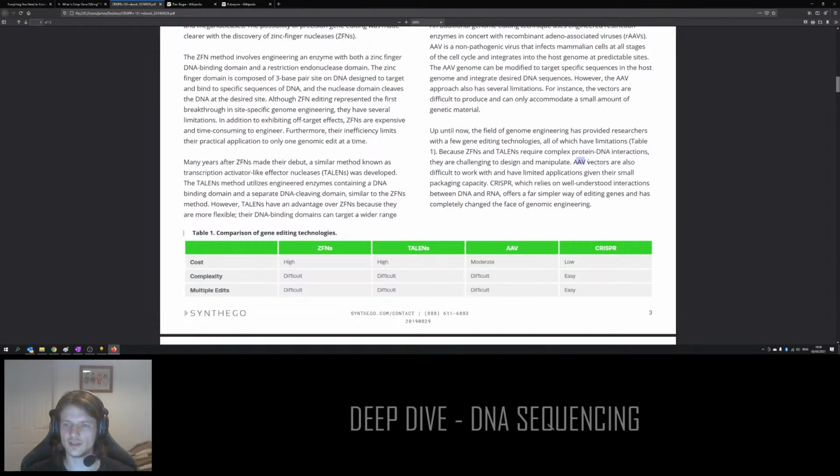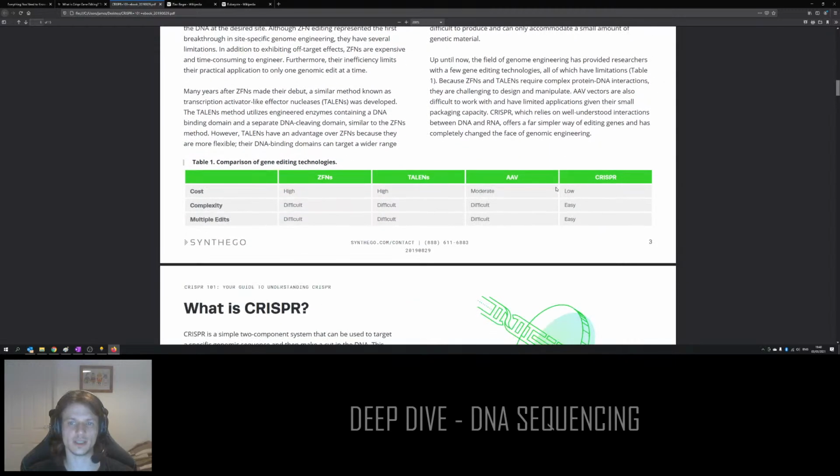Adeno-associated viral vectors are also difficult to work with and have limited applications given their small packaging capacity. CRISPR, which relies on well understood interactions between DNA and RNA, offers a far simpler way of editing genes and has completely changed the face of genomic engineering.